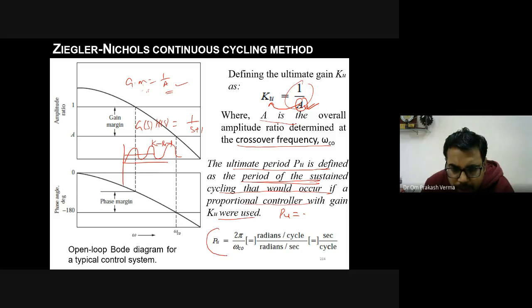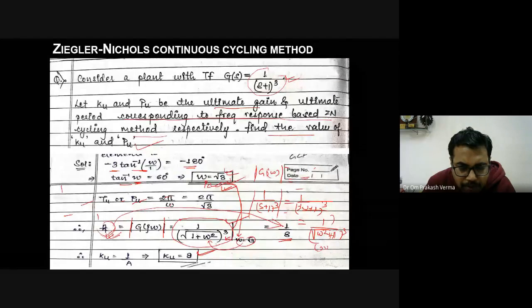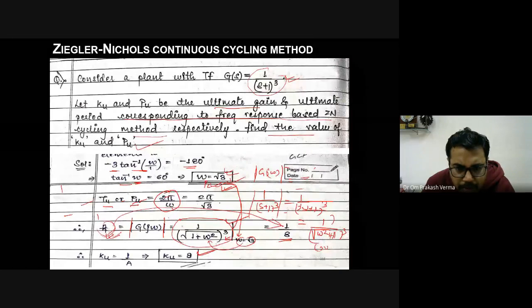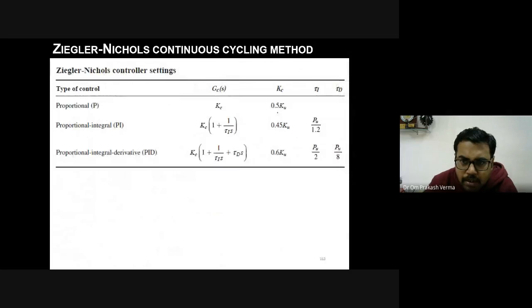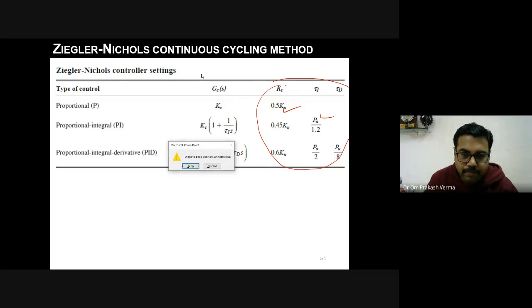So PU may be calculated with 2 pi by omega C. You have already calculated the omega C. Just put the value: PU is equal to 2 pi by omega, so it becomes 2 pi by root 3. So you have calculated the value of PU, you have calculated the value of KU. Just put them in this table. You can find out the settings Kc, tau I, tau D. Now you are free to ask any doubt if you have.